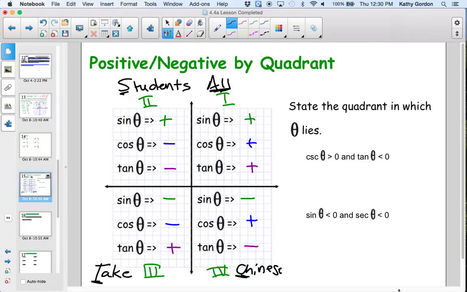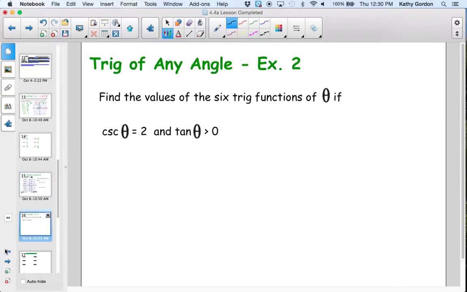Okay? What if I want the sine to be negative and the secant to be negative? 3, because secant is going to have the same sign as cosine, so sine and cosine are both negative in quadrant 3. Okay? All right, so with that in mind, try that one.